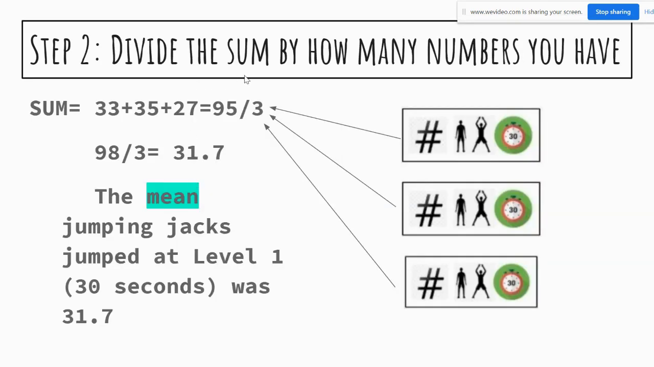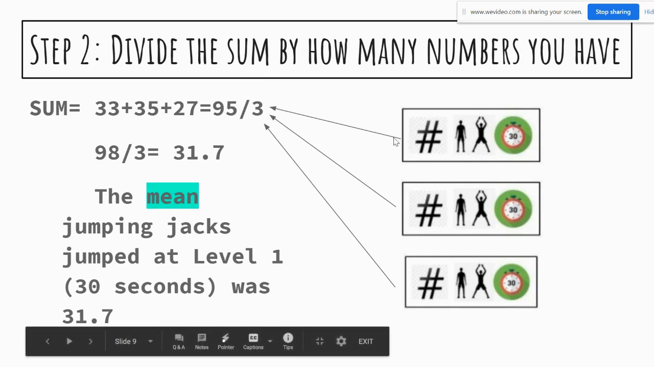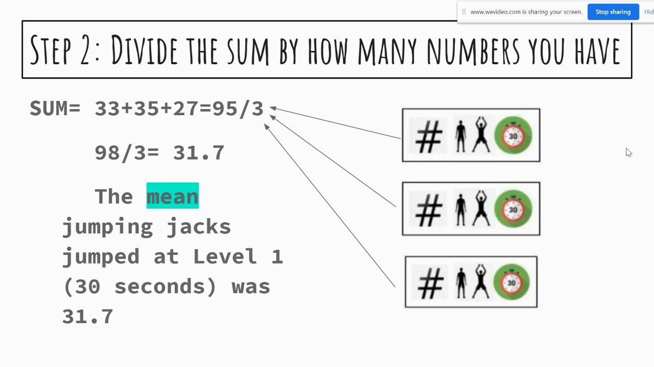So then I divide the sum by how many numbers I have. I divided 95 by 3, 1 for each number that I had: 33, 35, and 27. So the mean jumping jacks that I was able to do at level 1 was 31.7. I never jumped 31.7 jumping jacks, right? But it is the average number. I'm not even sure what 31.7 jumping jacks is, but I added up all 3 numbers, found the sum, divided by 3, and I got 31.7.